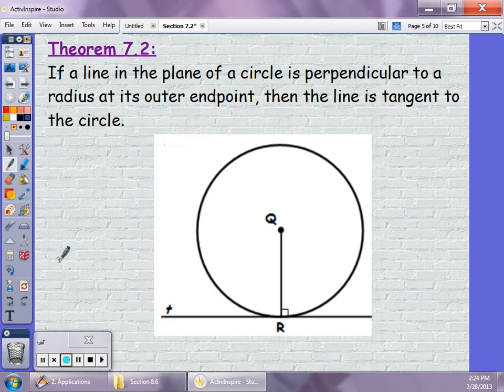Theorem 7.2 is the converse of Theorem 7.1. If a line in the plane of a circle is perpendicular to a radius at its outer point, then the line is tangent to the circle. So if we have a line that is perpendicular to the radius, right here, so we have line T that is perpendicular to radius QR, then by the converse we can say that line T is also tangent to circle Q.